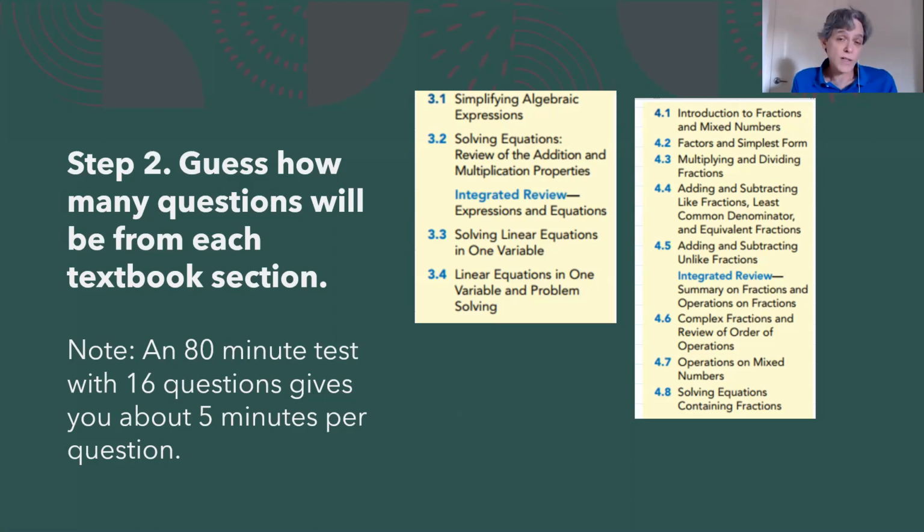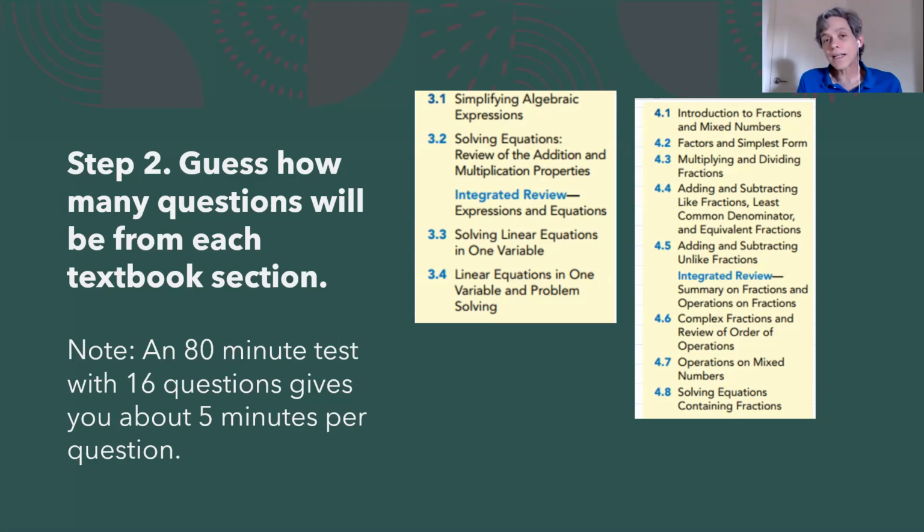Another thing that you can do is think about how much time you'll have for each question. That can help you budget your time. So for example, an 80-minute test that has 16 questions will give you about 5 minutes a question. Okay, so you should always make that division. Divide the number of questions you have on a test by how many minutes you have, and then that'll tell you approximately how long you can spend per question.